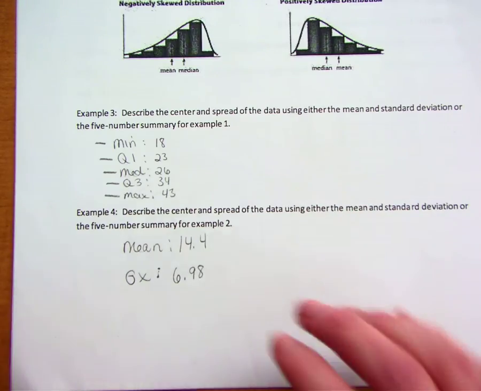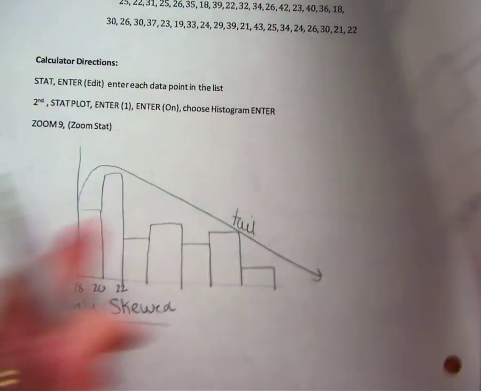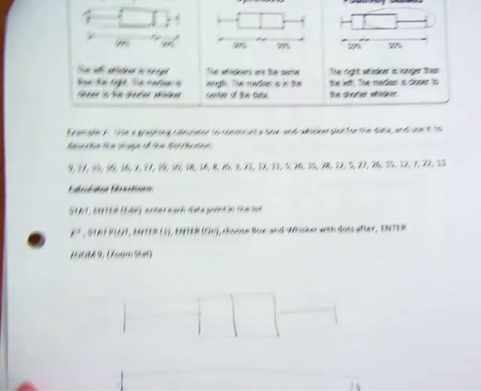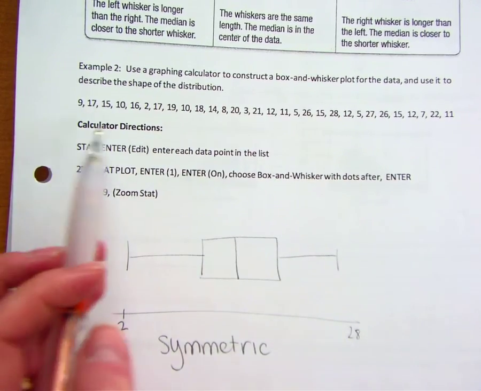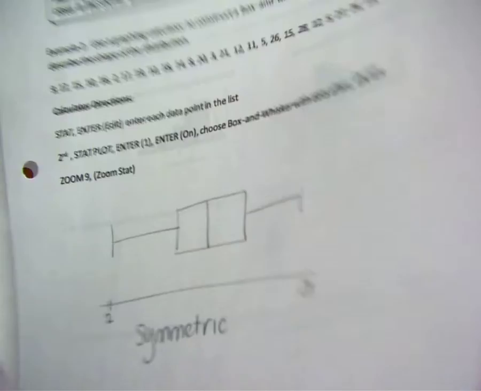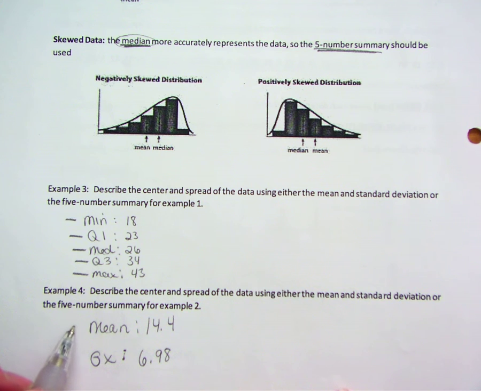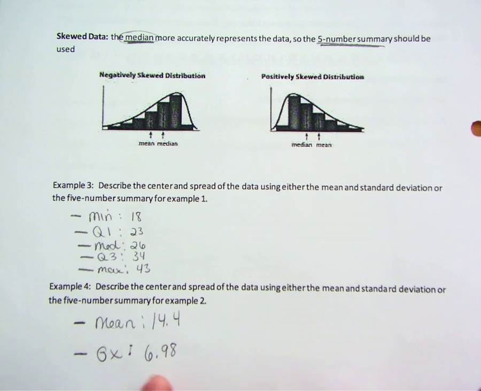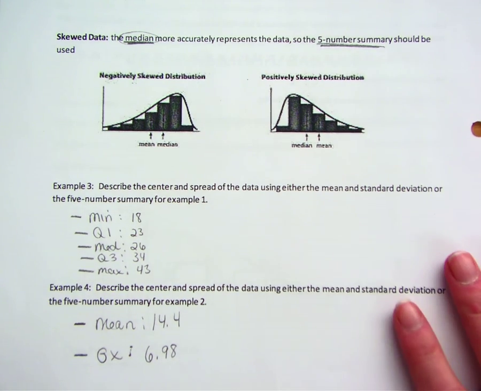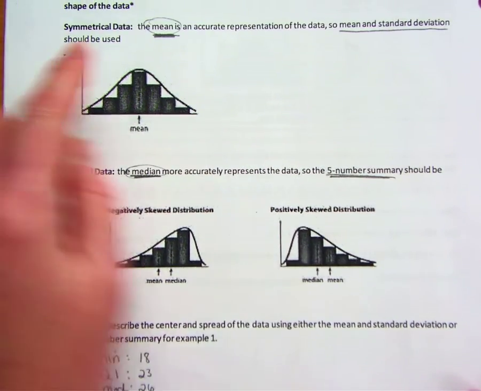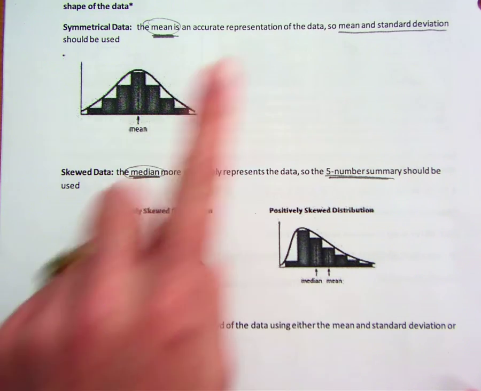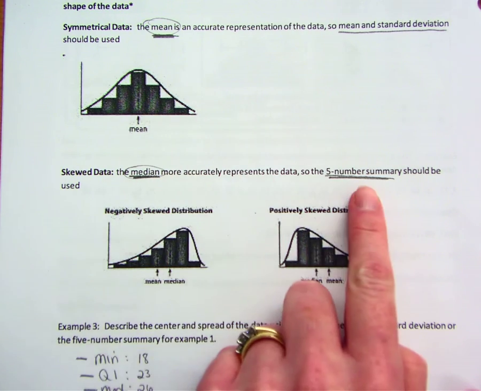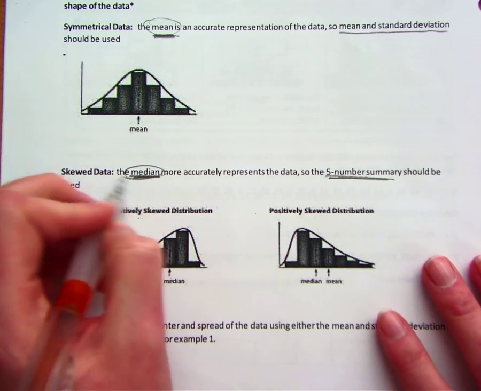For the box plot, the data was symmetric, so we find the mean and standard deviation. You don't have to go through and calculate these, but if you did, the mean would be 14.4 and the standard deviation is 6.98. What you really want to focus on is that if the data is symmetric, the mean is what you give as your answer. If the data is skewed, you give the 5-number summary, or more specifically, the median.